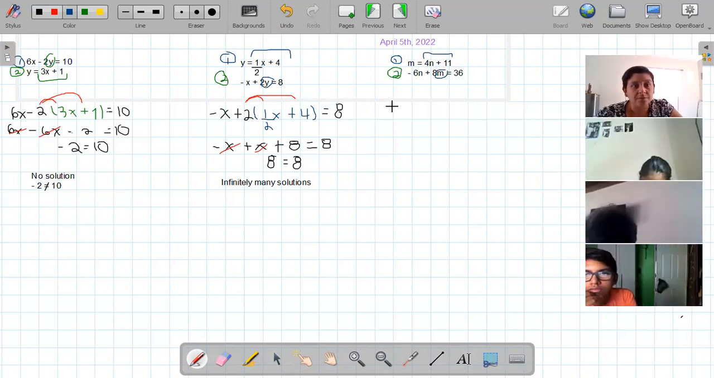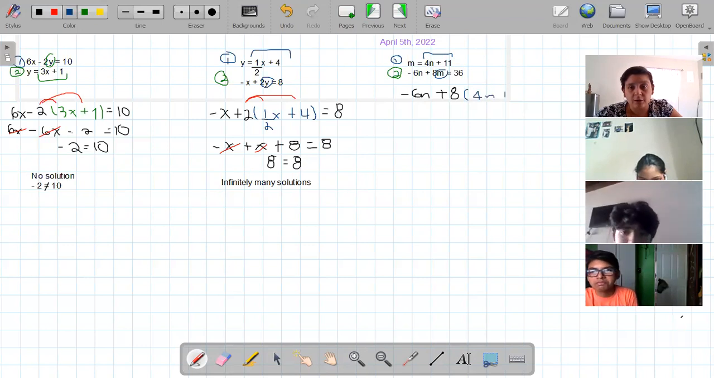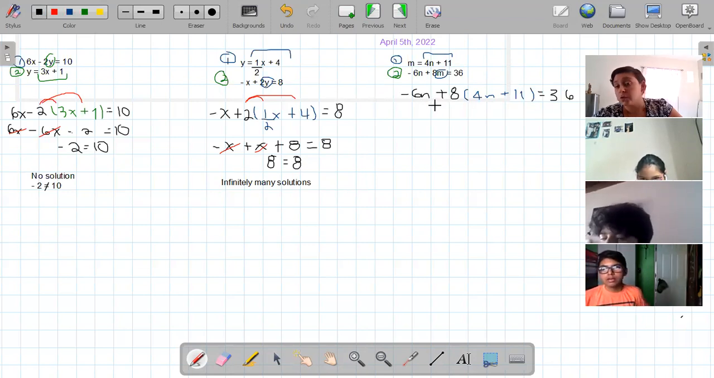So we're going to substitute inside this m what m stands for, okay? So we're going to have negative 6n plus 8. And instead of m, the place where we have on the first equation, 4n plus 11. And as you can see, the equation has only one variable now, in terms of the variable n, and that's what we're trying to find, an equation in one variable only.